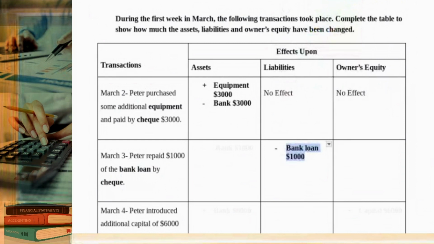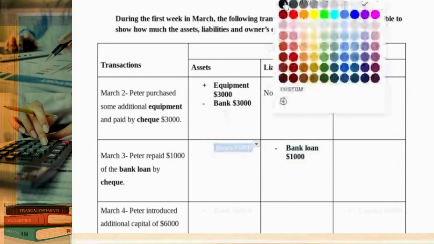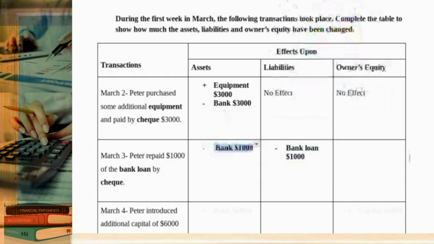Bank is an asset, and if Peter repaid the bank loan using money from the bank, this simply means that the money in the business bank account would be going down as well. So bank is an asset. We come to the asset section of the table and we write minus bank $1,000. Owner's equity was not affected in this transaction, so we're going to put no effect.